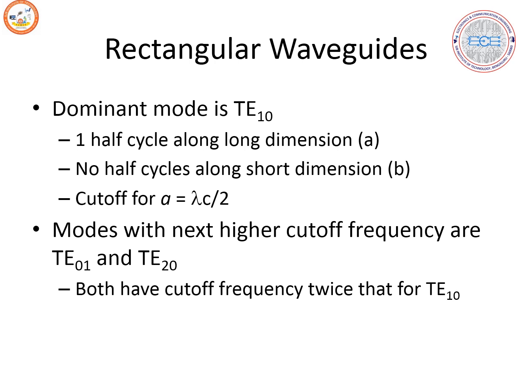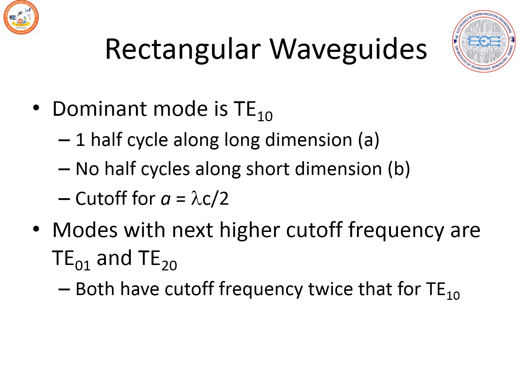The 10 indicates, for a rectangle you have a longer dimension and a shorter dimension. The longer dimension is represented as A and the shorter dimension as B. So 10 indicates you have a half cycle variation along the long dimension, and 0 indicates there is no half cycle variation along the shorter dimension. Coming to the cutoff frequency, you need to choose lambda c as 2a.